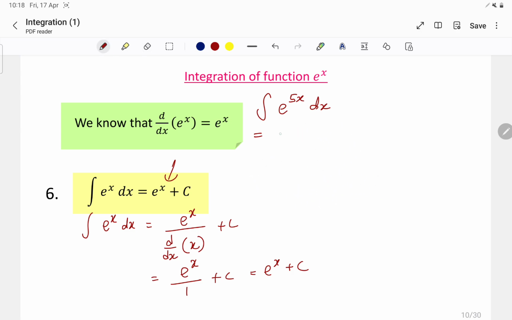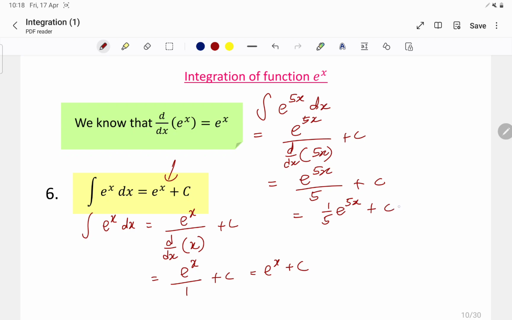Sorry, so from here you divide e to the power of 5x, you divide with differentiation of the power. Here you will get e to the power of 5x divided with 5 plus c. So the answer is 1 over 5 e to the power of 5x plus c. Also can do like this, or this one also can. Both are acceptable. Sorry for the confusion.